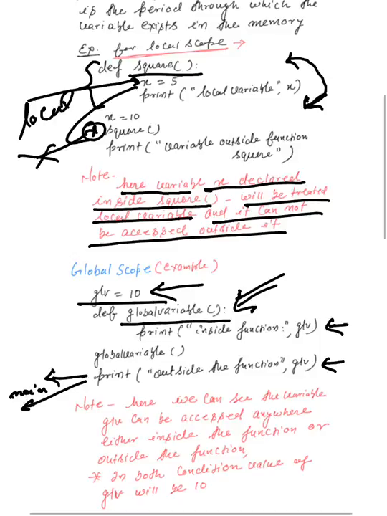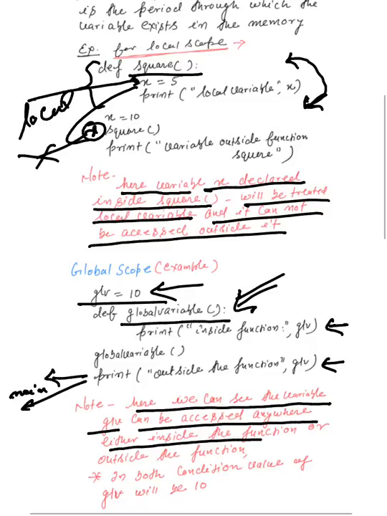So now this variable can be accessed inside the function as well as outside the function. It means this variable can be accessed throughout the program wherever you want to access it. That's why it has a global access. Here we can see the variable GLV can be accessed anywhere, either inside the function or outside the function. That's why it is treated as a global variable. I hope it should be clear.